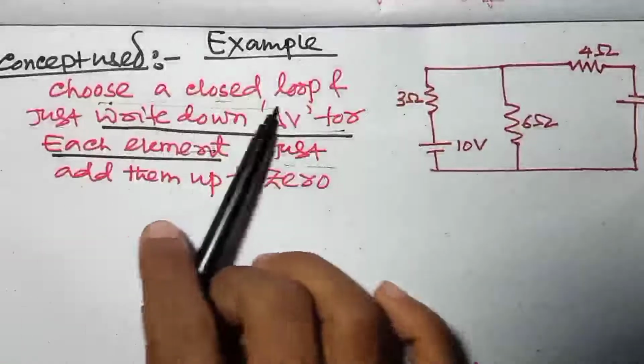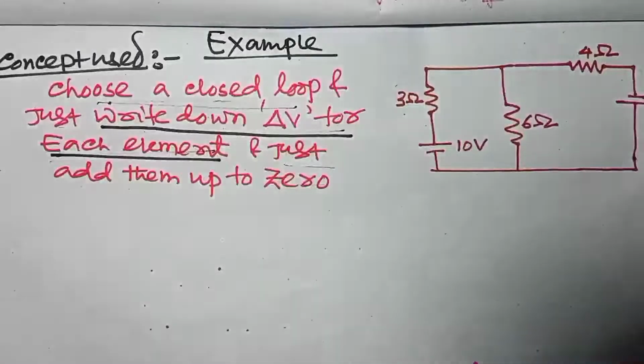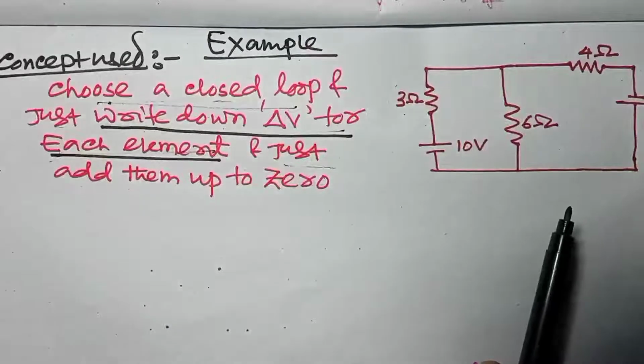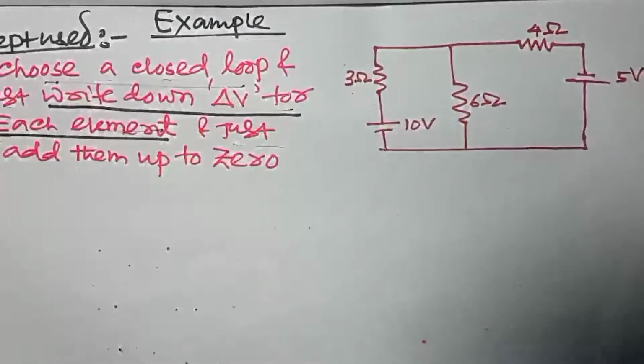That means we have to choose a closed loop and write down the del V for each element and then add them up to 0. Okay, so this is the circuit.